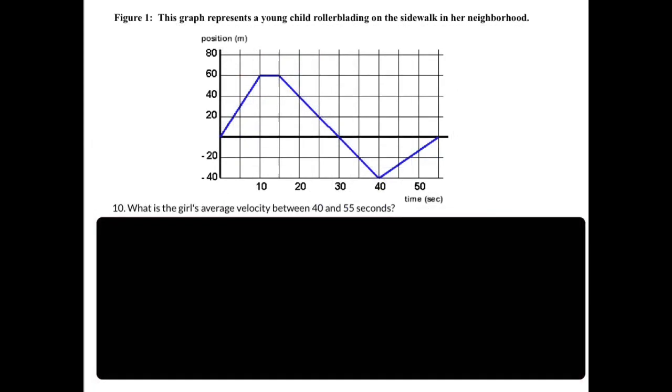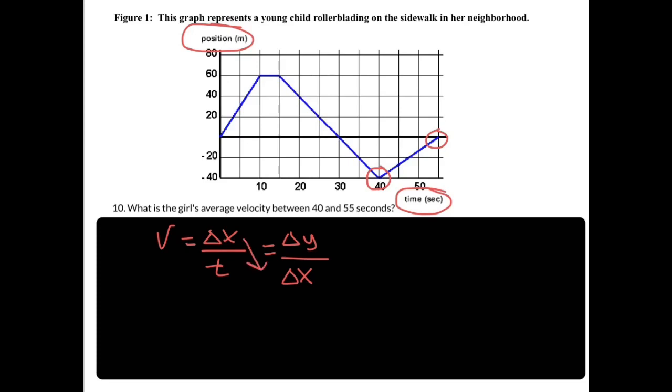Our final question is, what is the girl's average velocity between 40 and 55 seconds? So if we look 40 seconds to 55 seconds, that is the line between the two. Now remember, velocity is displacement over time, which happens to be the same as our slope, which is y over x, because displacement or position is on the y, and the x-axis is time. Now don't get confused with these two delta x's, all right? This is displacement where this is the x-axis. This is just slope, all right? So I'm not trying to confuse you there. Anyways, let's work through this.